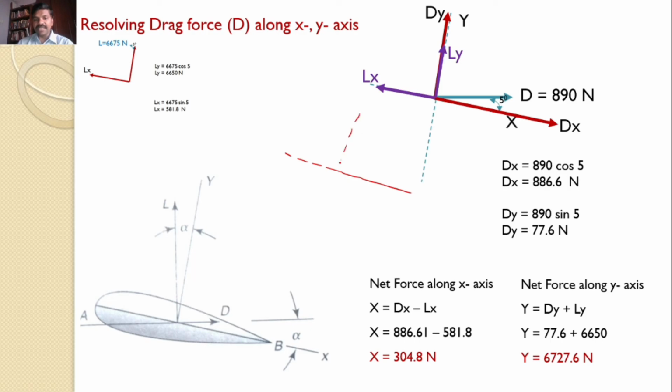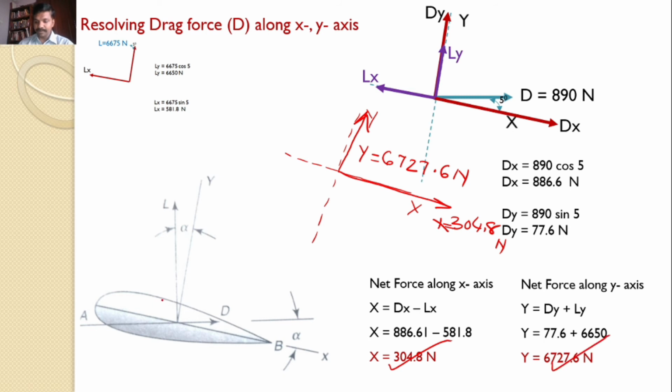If this is my x-axis, and this is my y-axis, the net force along x-axis is Fx. Finally, I can consider Fx equal to 304.8, and the force along y is equal to 6727.6. These are the final answers for this problem.